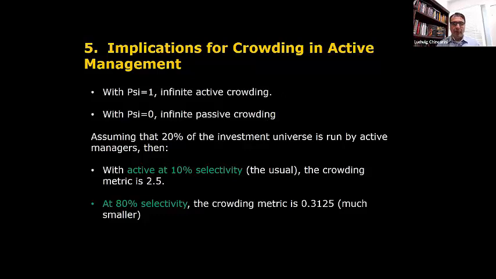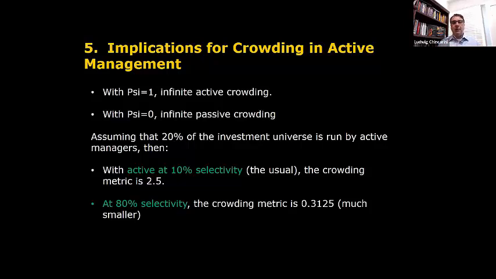You have all crowding on the other side. If you assume that 20% of the investment universe is run by active managers, and you can change that number, but I just assumed it for simplicity, and maybe it's not so far off. With active at 10% selectivity, so all these active managers are at 10% selectivity, the crowding is 2.5. If they go to 80%, the crowding drops tremendously, okay? Which I guess is fairly obvious, but at least we put it in a somewhat of a model.